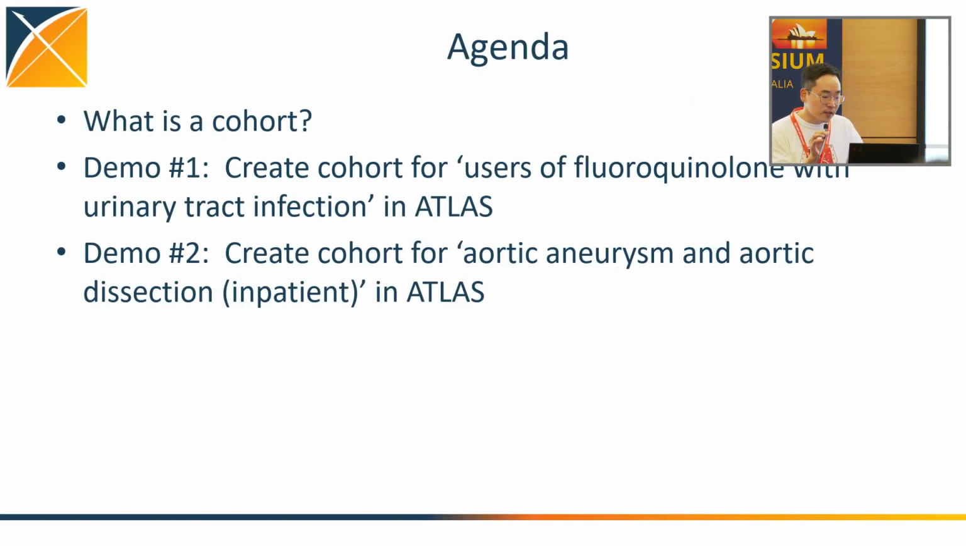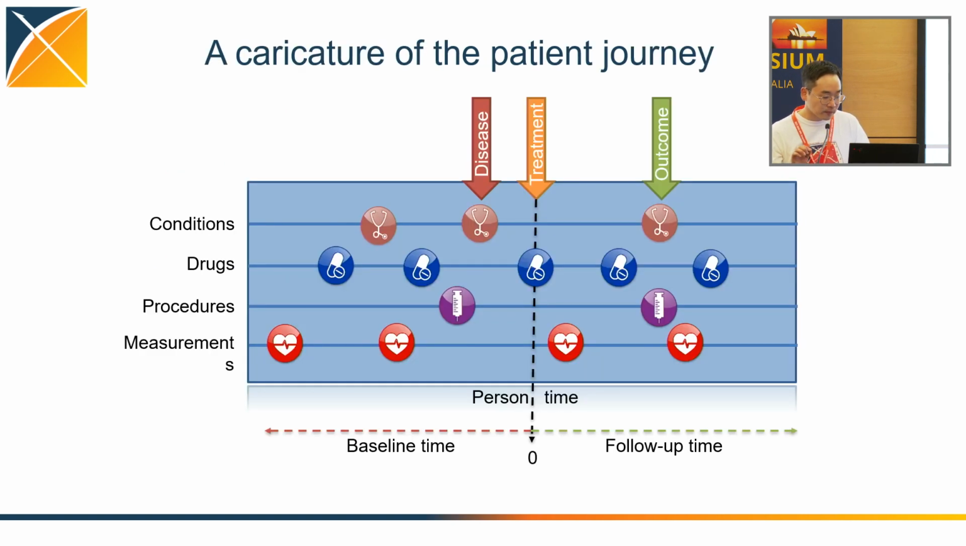Today's agenda is, first of all, I want you to know about the cohort in OHDSI. Then we will create cohorts for users of fluoroquinolone with urinary tract infection, and then we create the cohorts for aortic aneurysm and aortic dissection in Atlas. Those are the 2 tasks we are going to do during this session.